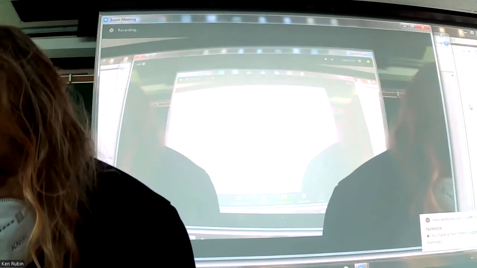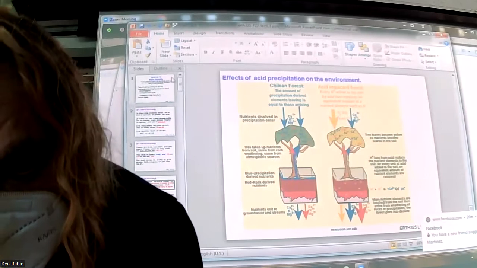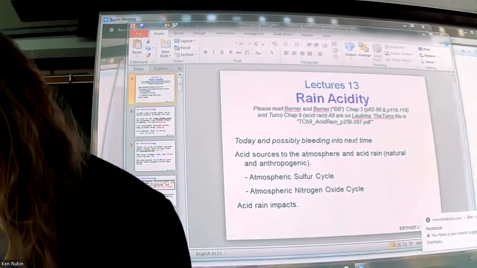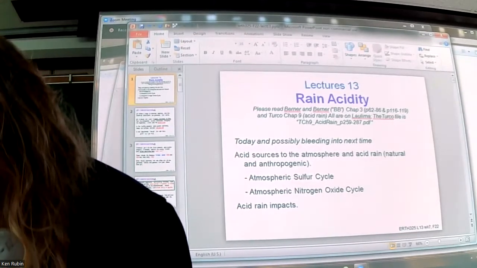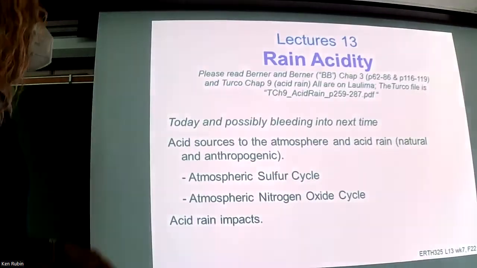So now we're going to go on to talk about acid rain today. And we may get through this packet, or it may bleed into next time. We'll just see how we're going. But there's some new reading for this.